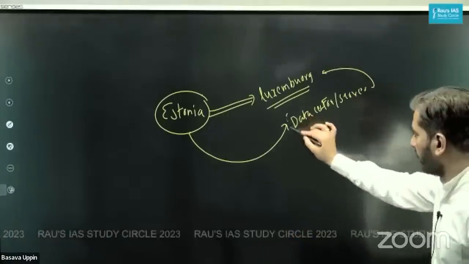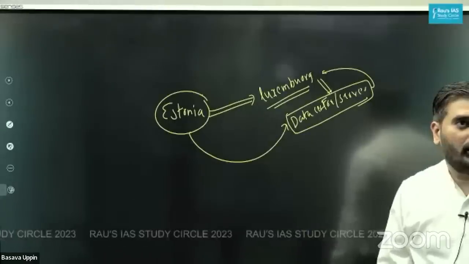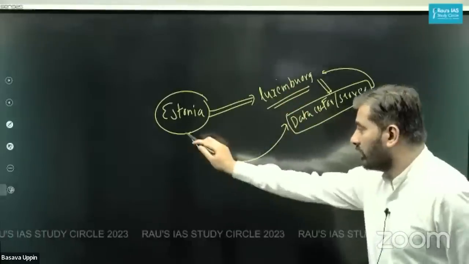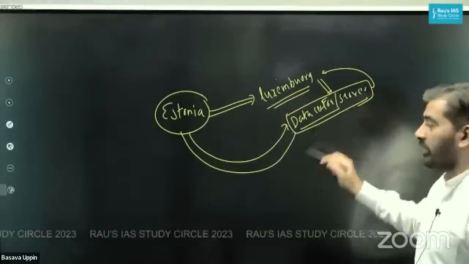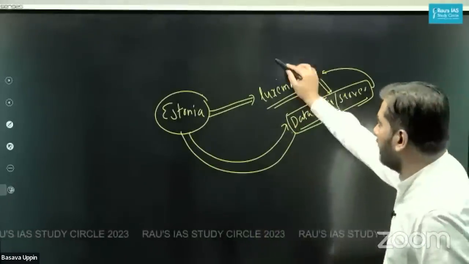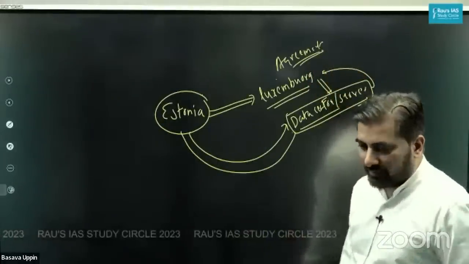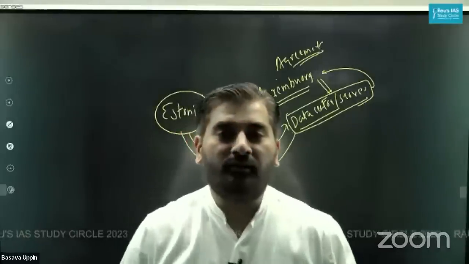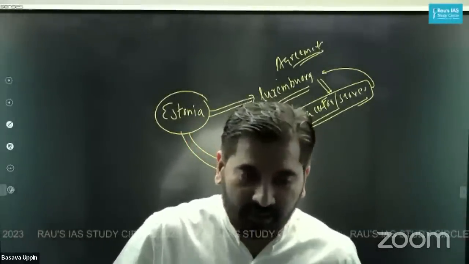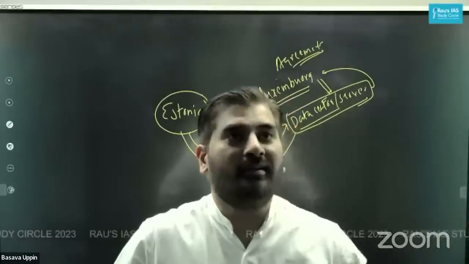Now, who will protect these data centers and servers? It will be protected by Luxembourg. But whose laws will be applicable to these data centers? Not that of Luxembourg. The laws of Estonia will be applicable to the data centers. So it's a kind of an agreement which these two countries have come into, and they have set up a world's first ever data embassy. So first ever data embassy has been set up by whom? Estonia. Where has it been set up? In Luxembourg.